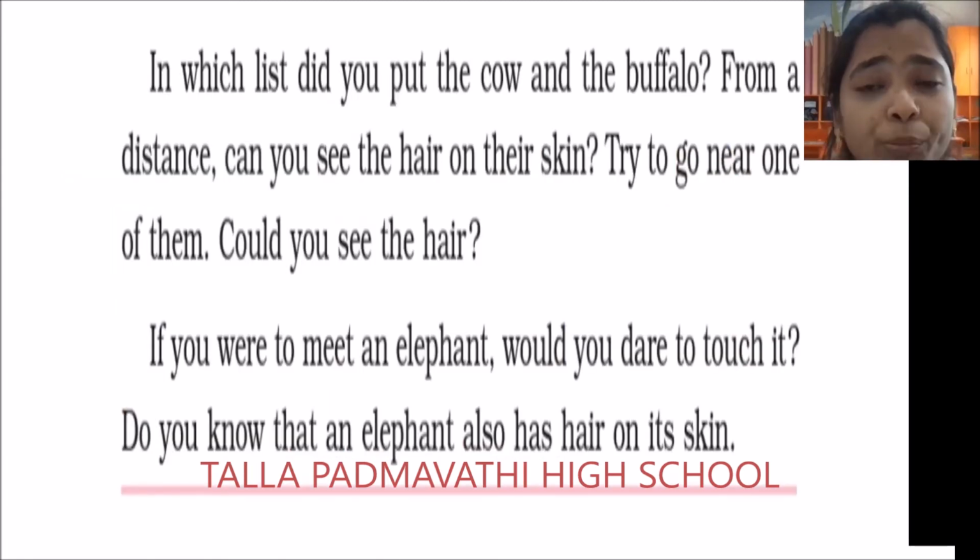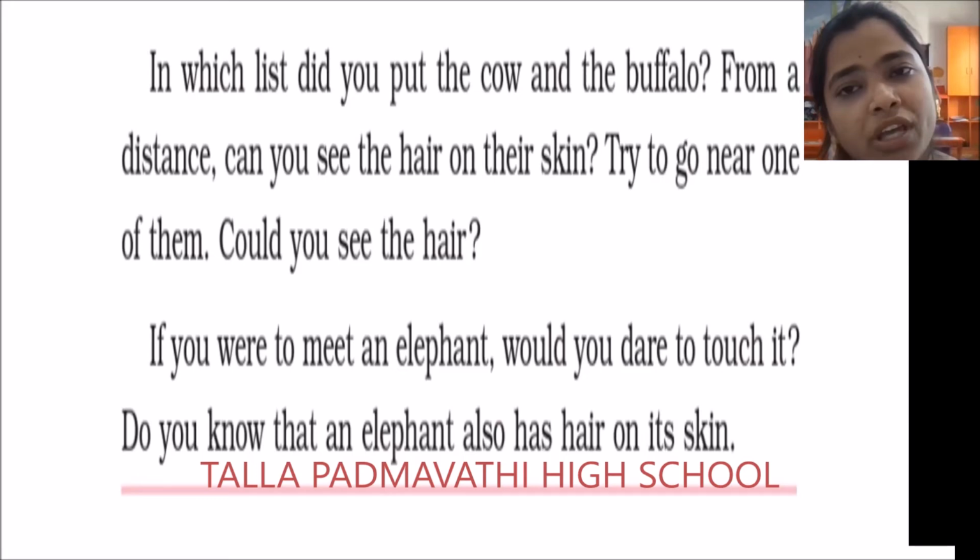Which list do you put the cow and buffalo in? From a distance, can you see the hairs on their skin? We put the cow and buffalo in the animals which are going to have hairs on their body. From a distance, can you see the hair on their skin? No, we cannot. Try to go near one of them. Could you see the hair? Yes, if you go near, you will be able to see the hair clearly.